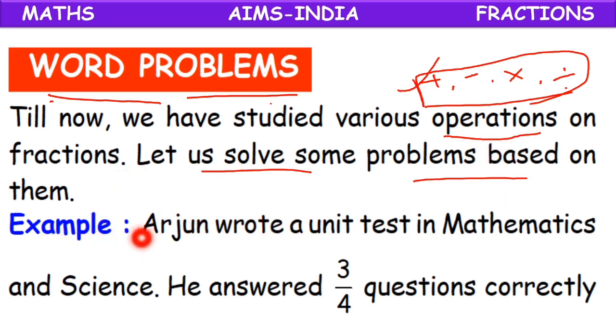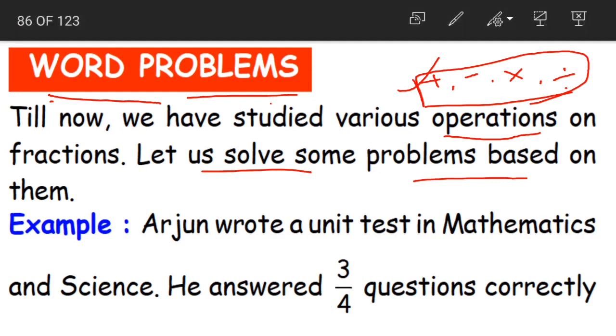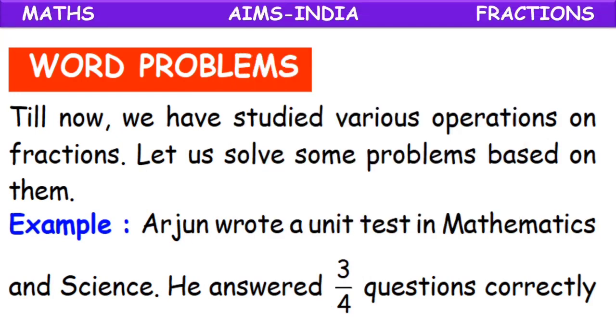Coming to our first example, Arjun wrote a unit test in mathematics and science. He answered 3 by 4 questions correctly in mathematics and 2 by 3 questions correctly in science. In which subject will his score be more? What are they saying here in word problems? It is important that you understand the question carefully, children. See, if you understand the question, the solving part becomes very easy. So if you do not understand the question, read it twice or thrice so that it becomes clear. What are they saying?